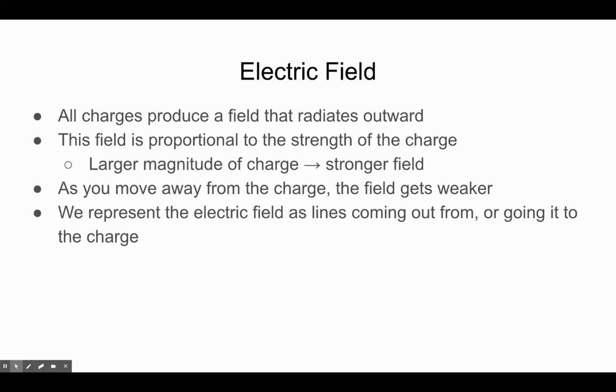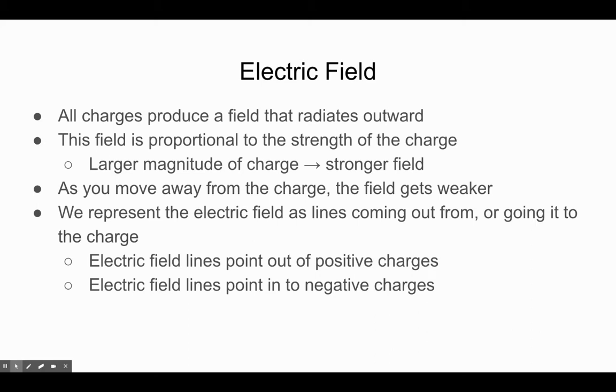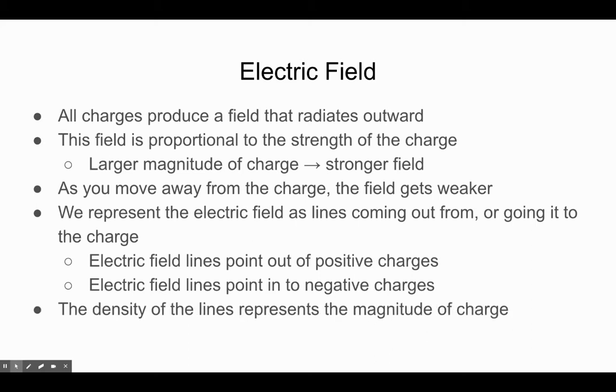Now we represent the electric field as lines coming out from or going into the charge. Those electric field lines point out of positive charges and in to negative charges. The density of the lines represents the strength of the field, right? We know that a charge with a larger magnitude means a stronger field. So the stronger the field, the denser the lines. Also, when you get closer to that charge, the lines will also be denser, meaning the closer you are to the charge, the stronger that electric field is.